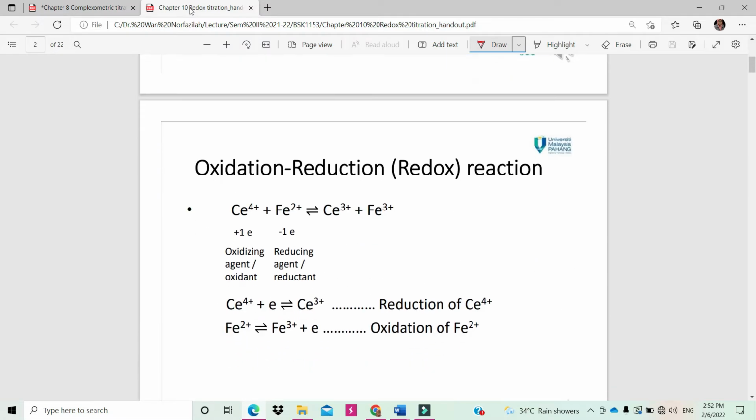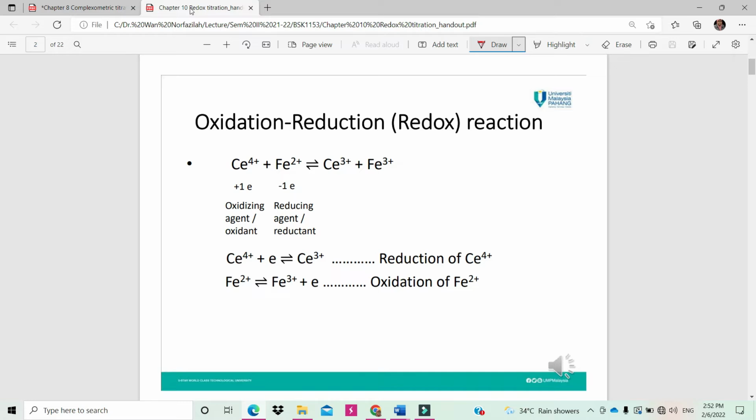Okay, so for redox titration, what you need to know is the oxidation and reduction reaction. You can imagine that now we are using the electrode to determine the cell potential of our redox titration reaction. What happens in redox titration? We know that RED refers to reduction, and OX refers to oxidation. There will be oxidation and reduction reactions happening in the redox titration.